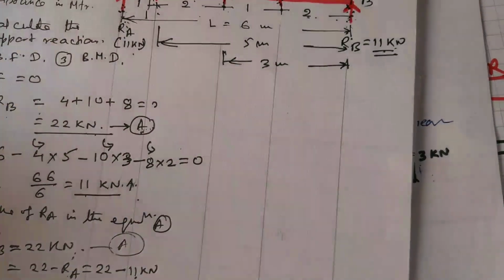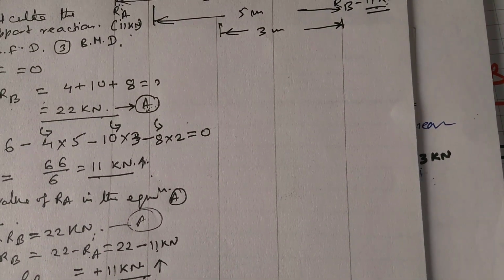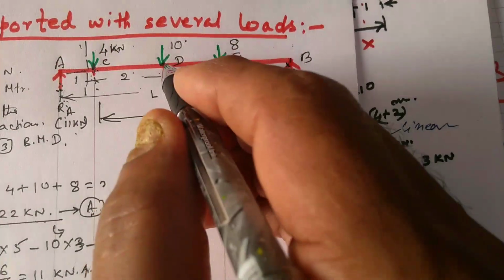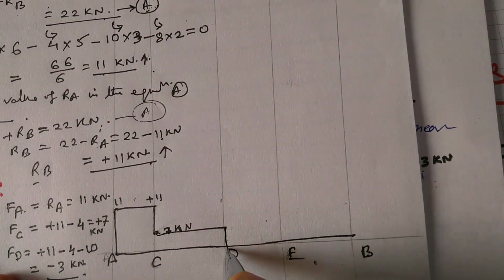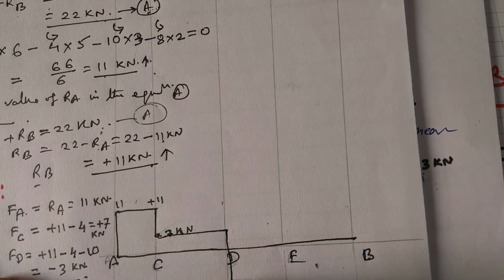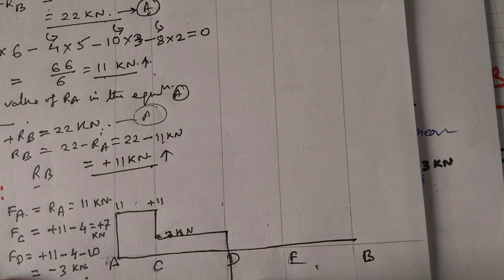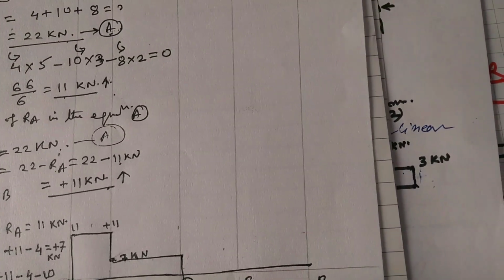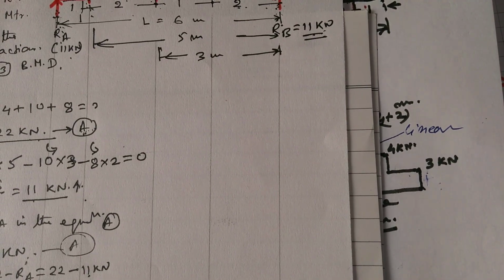Then put 7 kilonewton here, then FD equals minus 3. This is 7, and just go below 10, and automatically you will get minus 3 at D. There is no load between D to E, so this will be constant.